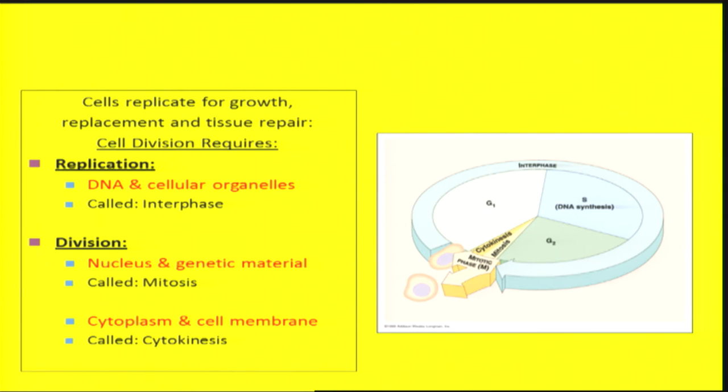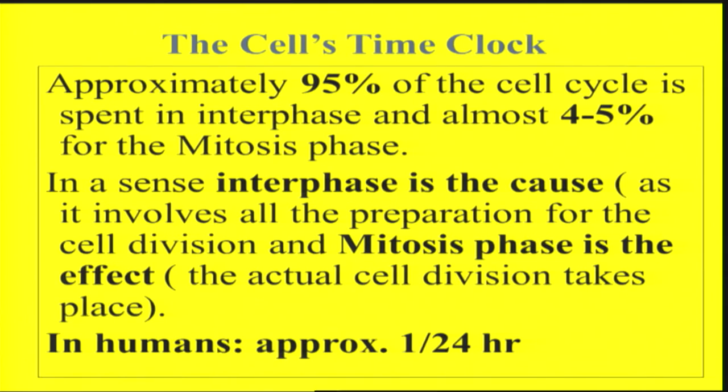So most of the time a cell will spend its time in interphase. If we take an example of 24 hours, suppose a cell divides in 24 hours, for 23 hours it would remain in interphase. That is approximately 95% of the cell cycle would be spent in interphase, and the remaining 4 to 5% would be in the mitotic phase. So in a sense we can say that interphase is the cause, it is the preparation, and the mitotic phase is the effect during which the actual cell division takes place.